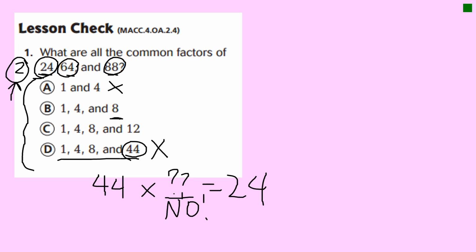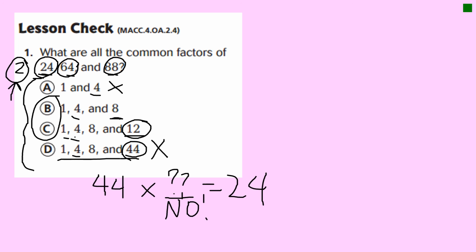So now I'm just choosing between B and C. I know that 1 and 4 are factors. What about 12 though? The only reason I'm saying 1 and 4 are factors, 1 of course is a factor of every whole number, and 4 is in every single choice. Okay? You can use the multiple choice to help you. So it's either B or C, but I don't know if 12 is a factor of 24, 64, and 88.